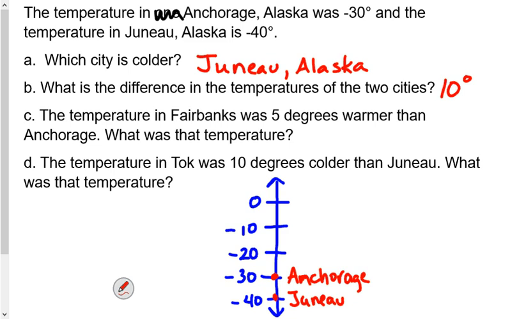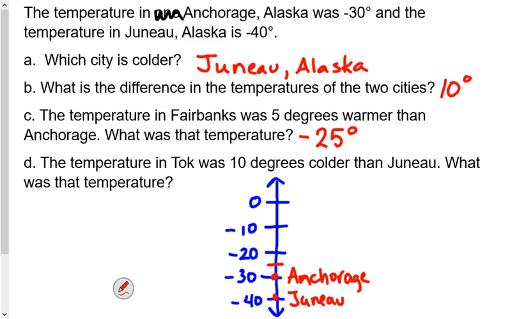Question C. The temperature in Fairbanks was 5 degrees warmer than Anchorage. What was that temperature? So that means from Anchorage, we have to go up 5 degrees. Well, if we go up 5 degrees, that's going to put us 5 degrees closer to negative 20. So that means we're going to be at negative 25 degrees.